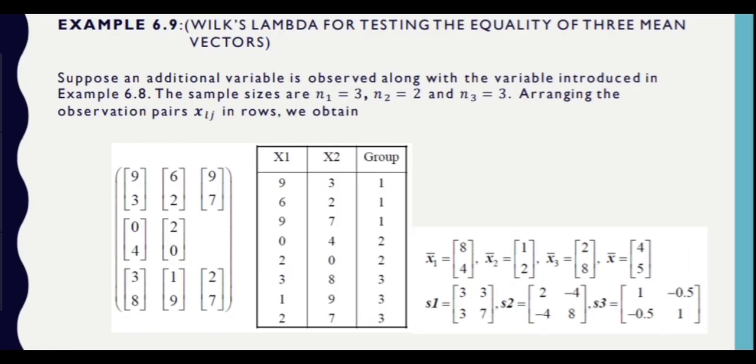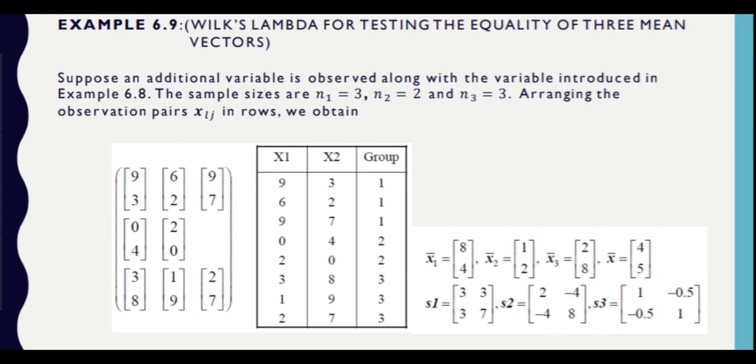Okay, so suppose an additional variable is observed along with the variable introduced in example 6.8. Before this, example 6.8 only involved one variable, so we used the univariate ANOVA. Now we have the additional variable x2. The sample size for the first population is 3, second population is 2, and third population is 3. If you look here, in this table we have 2 variables, and then we have 3 groups. 3 groups means we have 3 treatments or 3 populations.